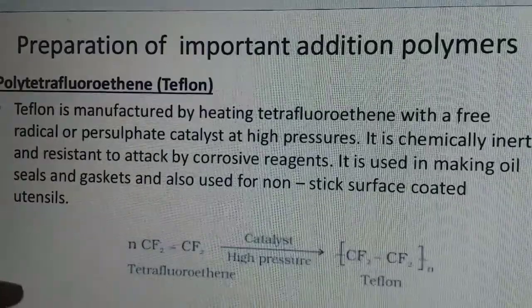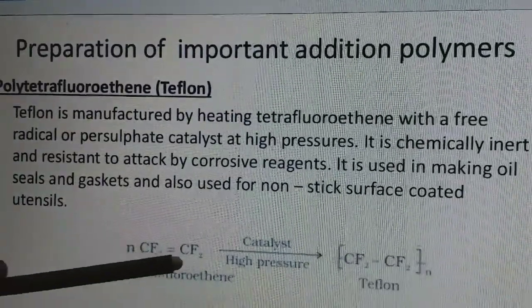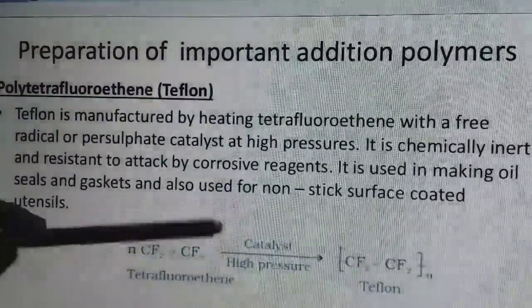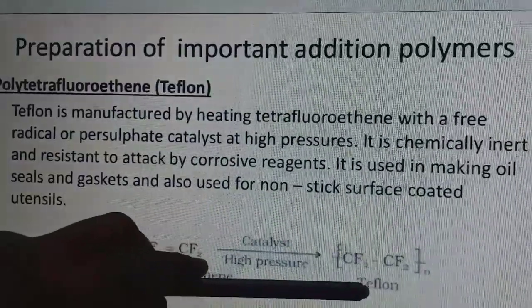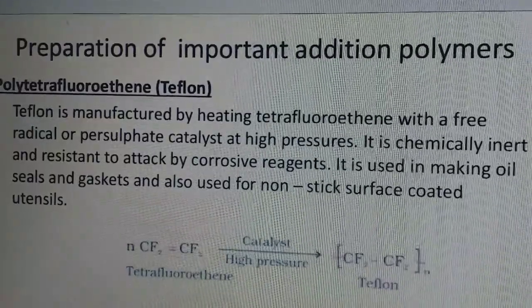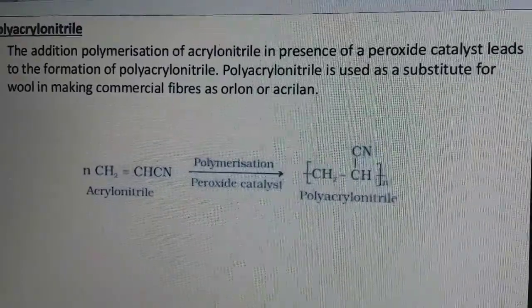And how will you get that Teflon? The chemical reaction given here: the monomer is CF2 double bond CF2, that is tetrafluoroethene. High pressure and catalysts are used and it is heated. You get Teflon. What is Teflon? It is polytetrafluoroethene. So number one is polythene, second is Teflon. Both are addition polymers.